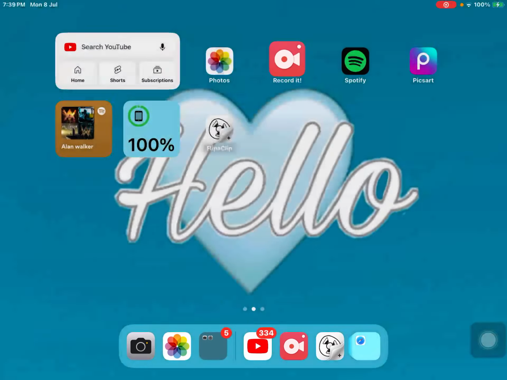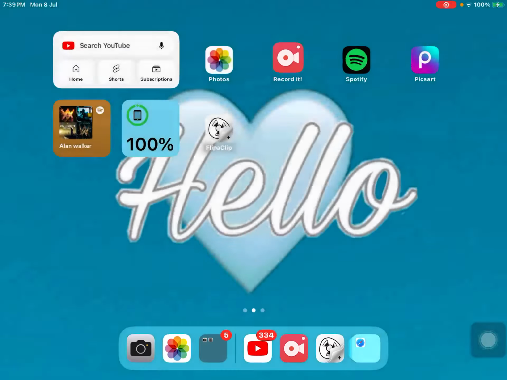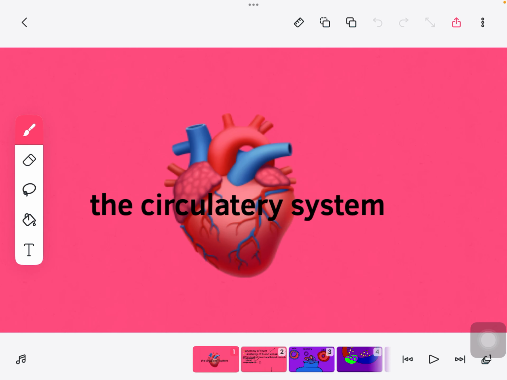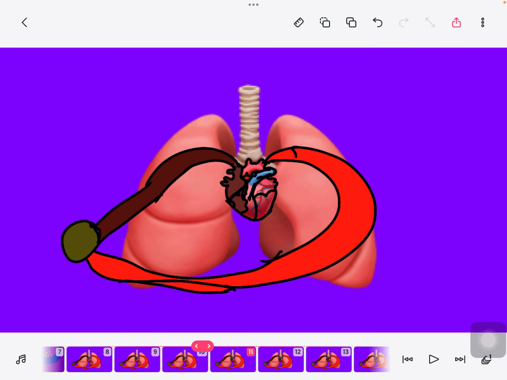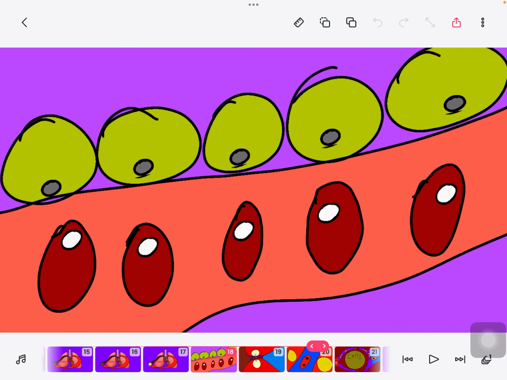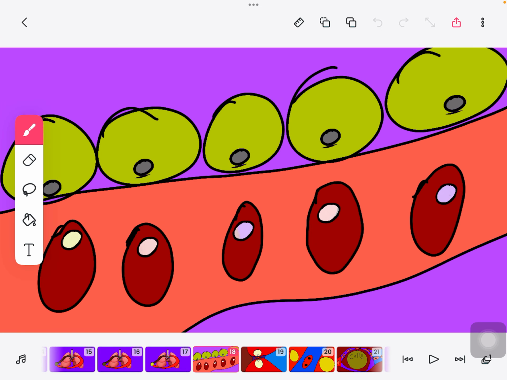And next we're gonna explain. So I explained the physiology of the heart in this video, and in the previous video I explained the physiology of blood vessels, and in the video before that I explained the anatomy of the heart and blood vessels. So now in the next video I'm gonna have to explain blood.